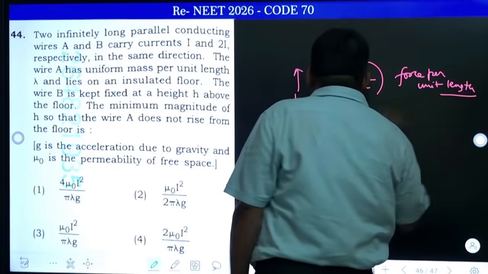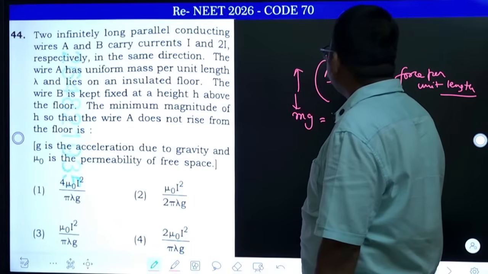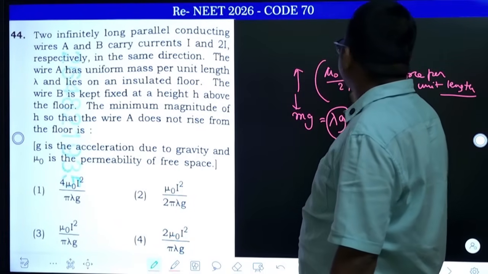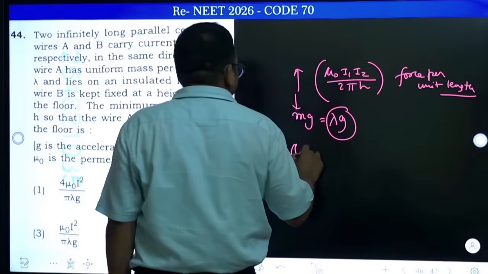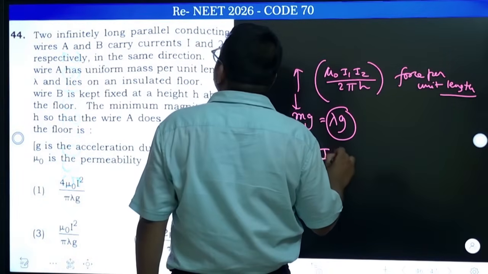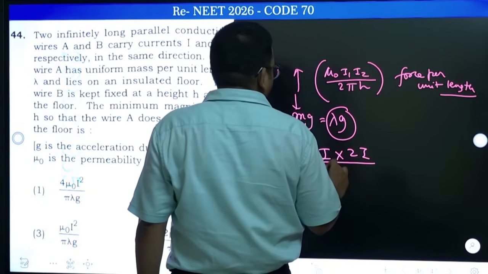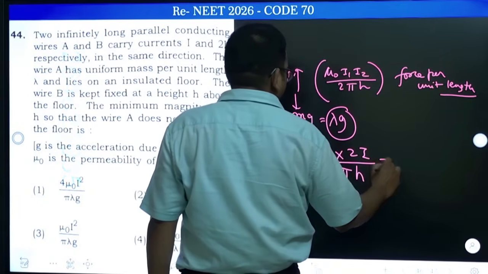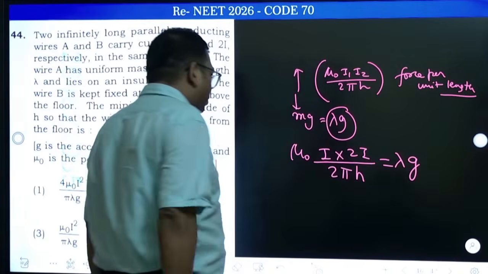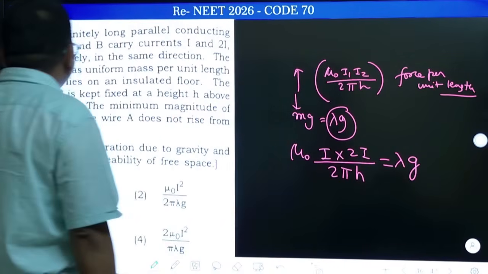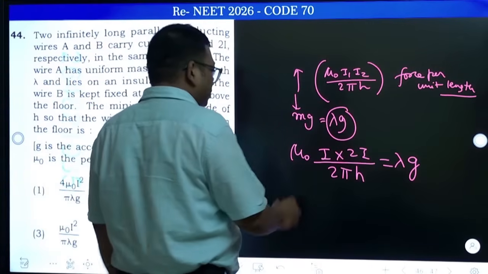So we are taking unit length. So unit length mass is lambda. So lambda into g you have to write. So mu naught, product of current, so I into 2I by 2 pi h is lambda g. Just one formula only. So we need to calculate what minimum magnitude of h.